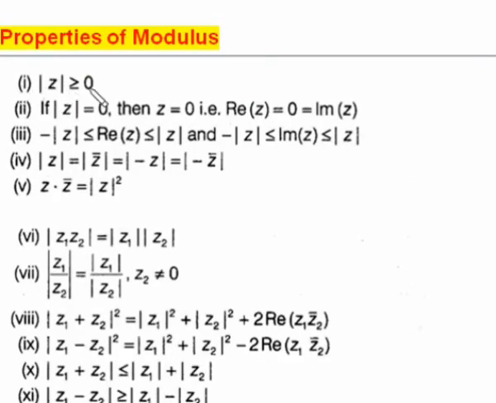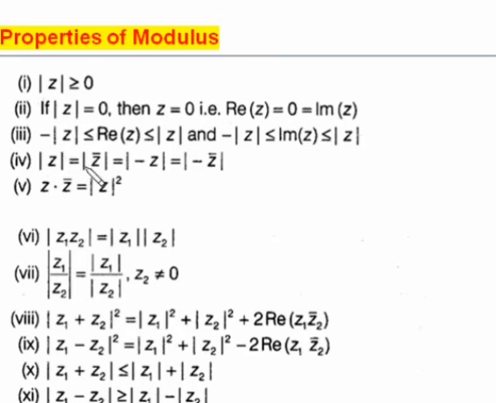Mod of z is always greater than or equal to 0. If mod z is equal to 0, then the complex number is 0; the real part is 0 and its imaginary part is also 0. If either one is nonzero, it can never be equal to 0. Negative of mod of z is less than or equal to real of z, which is less than or equal to mod z. Real of z is always greater than or equal to minus mod z and less than or equal to plus mod z, and similarly minus mod z is less than or equal to the imaginary part, and mod z is always greater than or equal to the imaginary part.